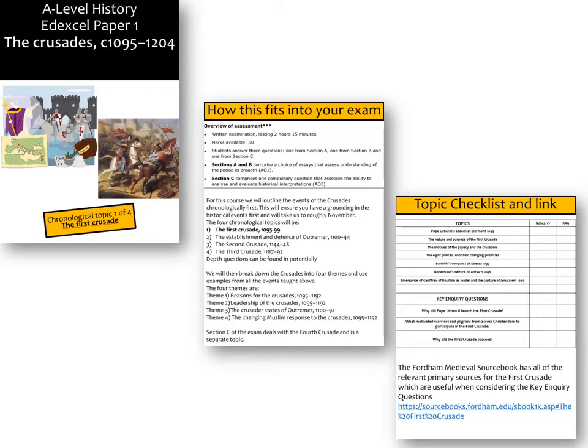I would recommend bookmarking that particular link that is in that booklet, which is called the Fordham Internet Medieval Sourcebook. It's got an insane amount of primary sources to do with the Crusades, not just the First Crusade, but all of them. And particularly if this is something that you're choosing to do for your coursework, it's a definite go-to. You have to be using that website. So make sure that you bookmark that as well.